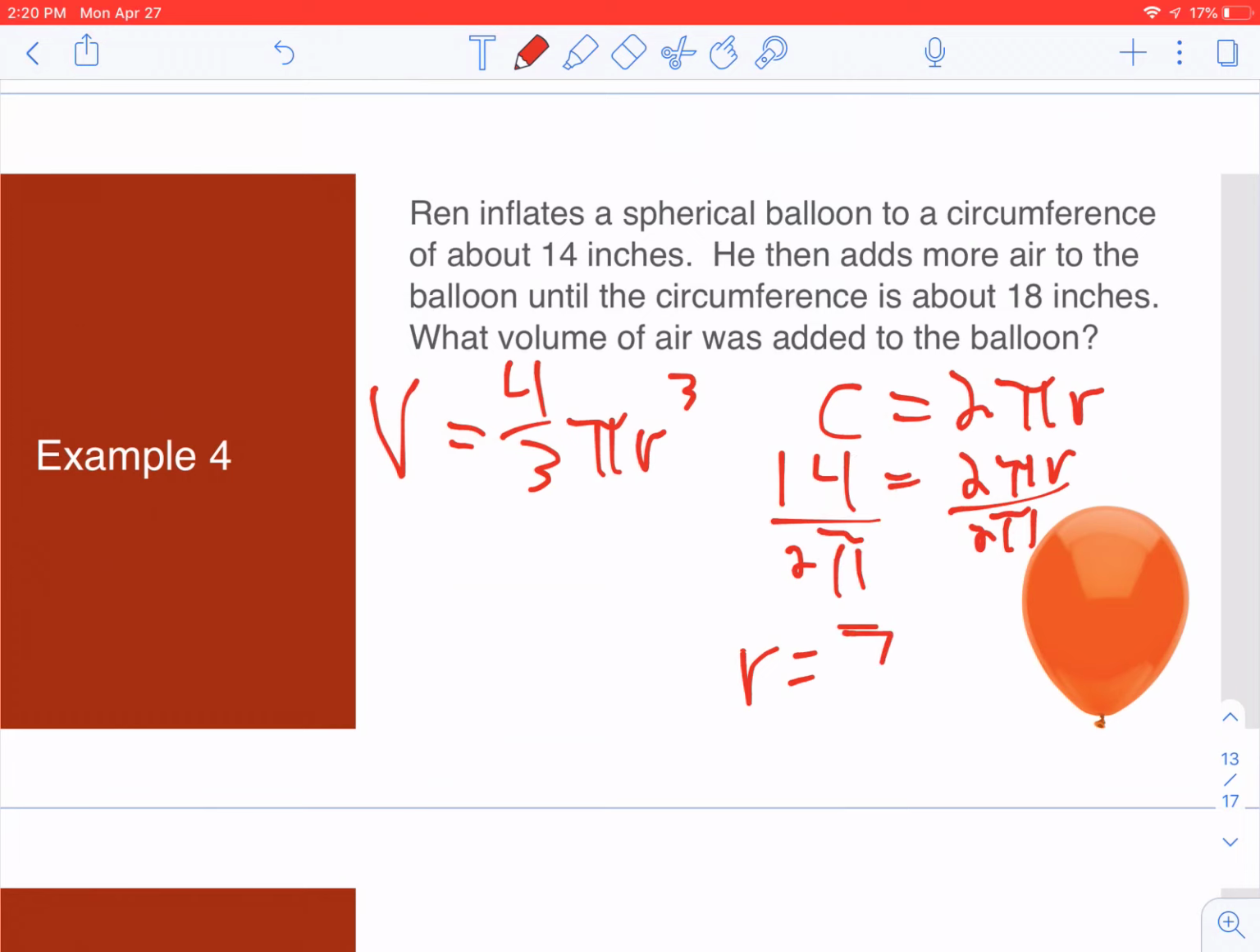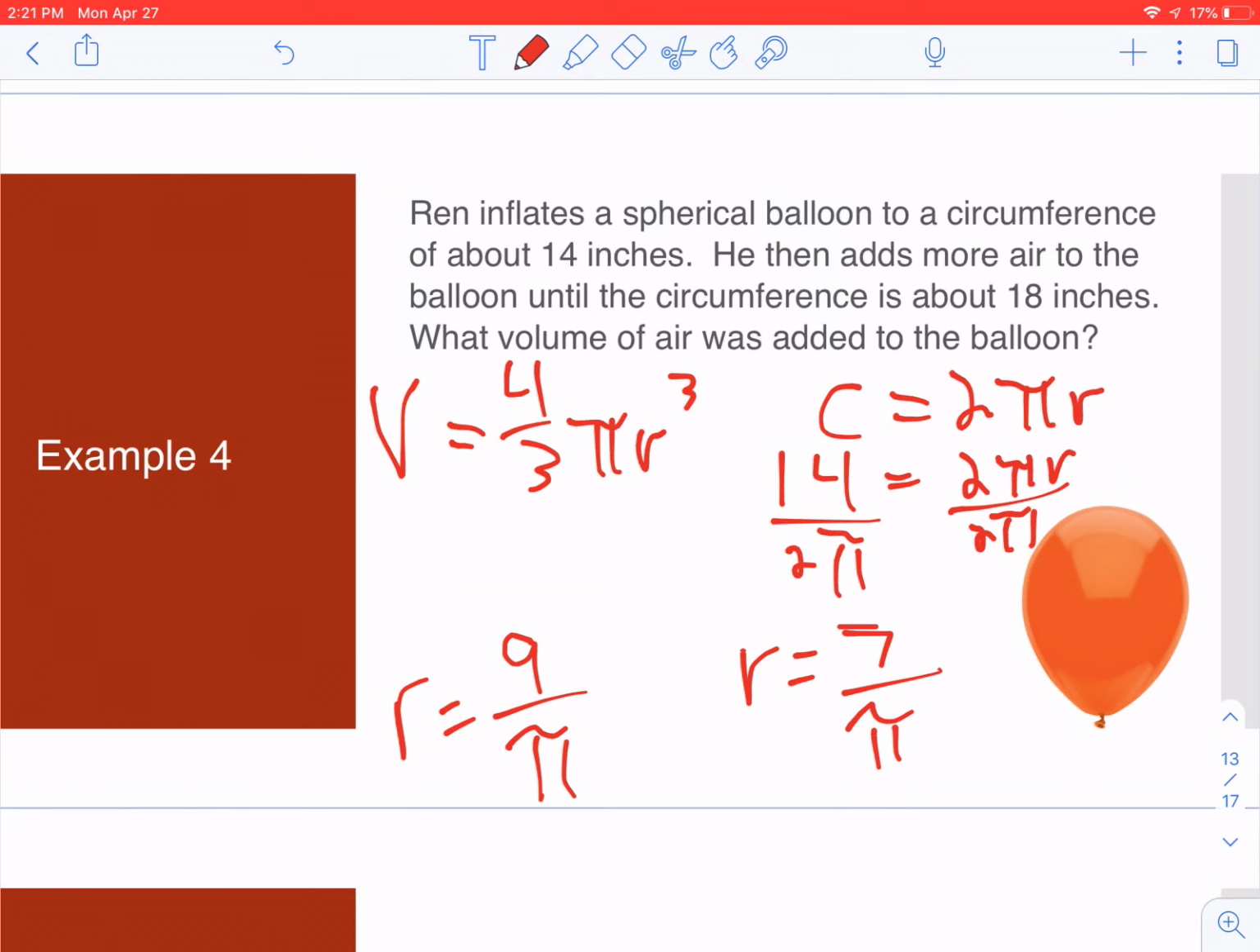the radius will be 7 over pi. The radius of the 18-inch balloon will be 9 over pi. I just did 18 divided by 2, same thing. Instead of 14, I plugged in 18, and I found that.